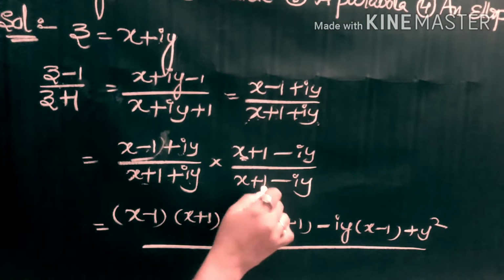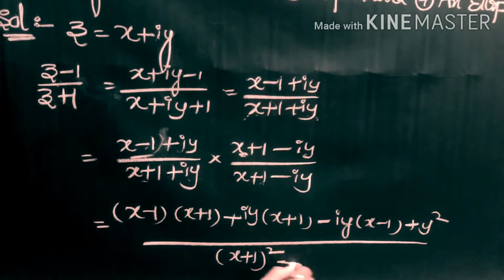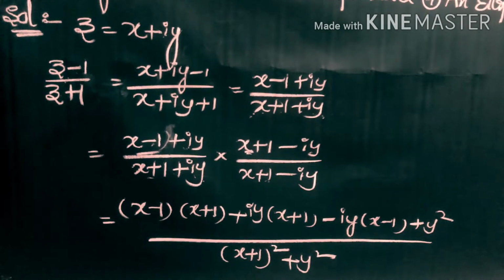The denominator is in the form of (a plus b) into (a minus b), so now this is a square minus b square: (x plus 1) whole square minus i square y square, that is plus y square, since i square is equal to minus 1.